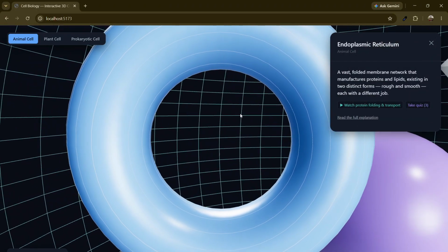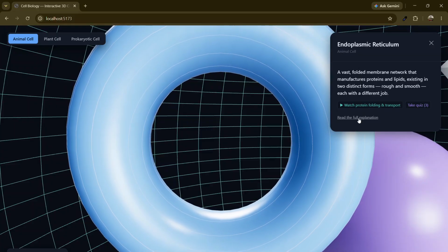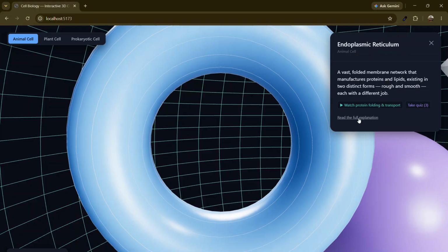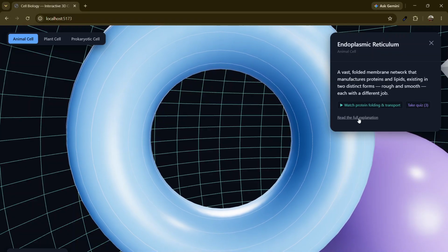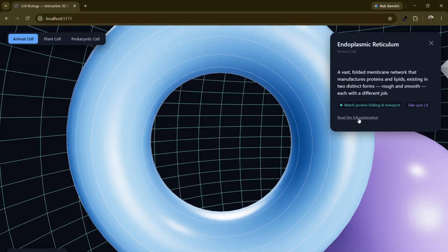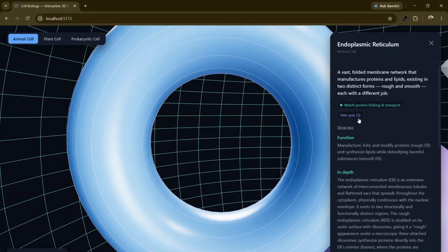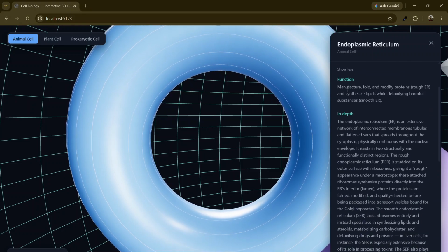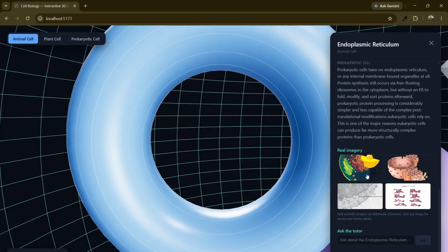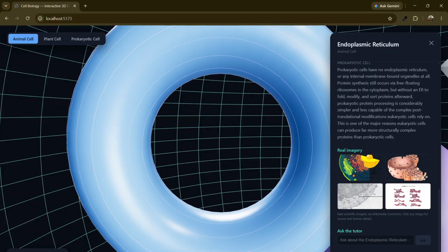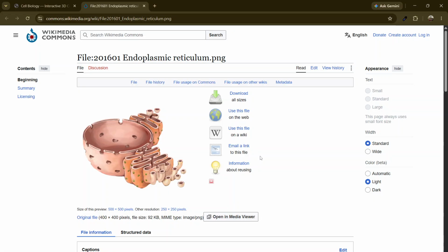Let's click on this, the endoplasmic reticulum, a vast folded membrane network that manufactures proteins and lipids, existing in two distinct forms, rough and smooth. I already talked about this a little bit, each with a different job. Again, I can click down and read more in detail. I can see some imagery. Oh, wow, that's cool. Endoplasmic reticulum. That is so cool. I want to see this one.